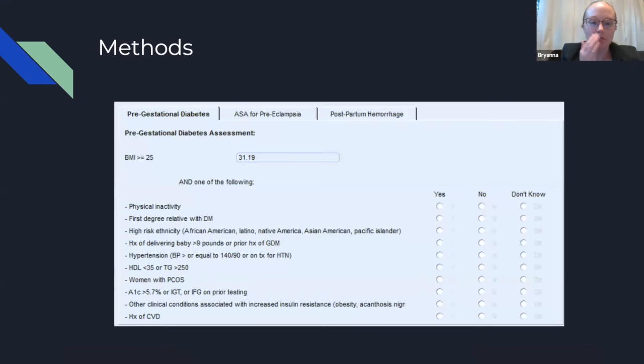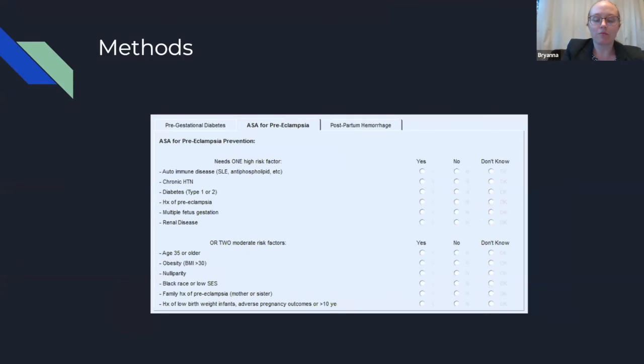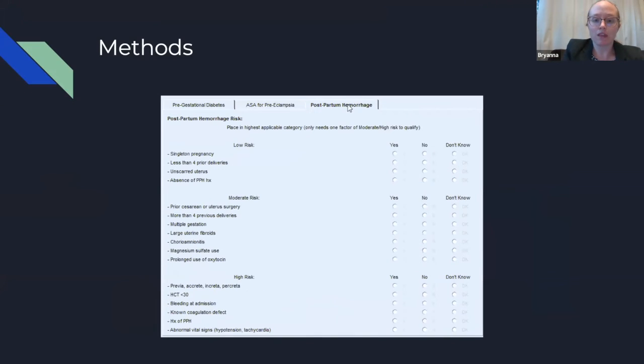And this is just some pictures of how it looks in our EMR. Our EMR is a little bit old, it's not Epic, which is unfortunate. But we have the ability to pull in the BMI. And so for pregestational diabetes, it's BMI and one of the following, and would classify them as needing to be screened for diabetes. For needing to start aspirin for preeclampsia, they need 2 of the moderate risk factors or only 1 of the high risk factors. And then for postpartum hemorrhage, you only need 1 of the moderate or high risk to be classified as thus.